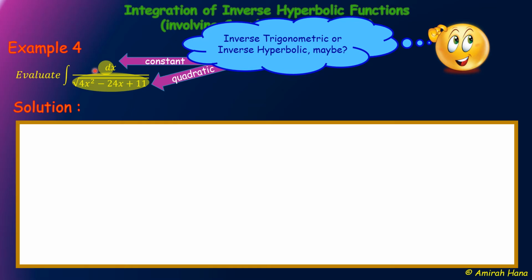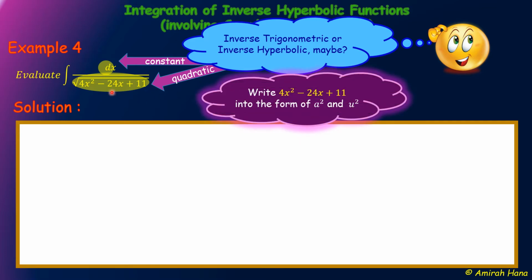From numerator, we have constant here. And from denominator, inside square root symbol, we have quadratic expression. So if we integrate numerator with constant and denominator inside square root symbol is quadratic, maybe the answer becomes inverse trigonometric function or inverse hyperbolic function. So if we predict that, we can refer from appendix and we can write in terms of a squared and u squared.